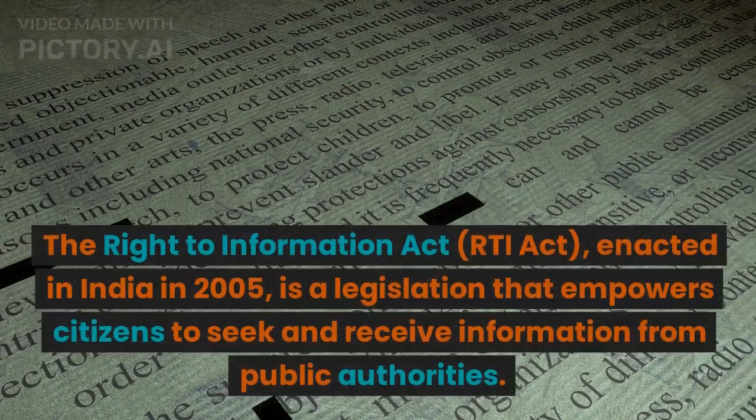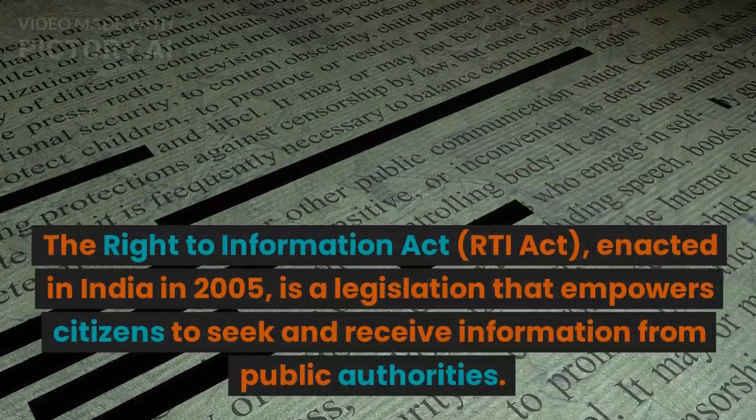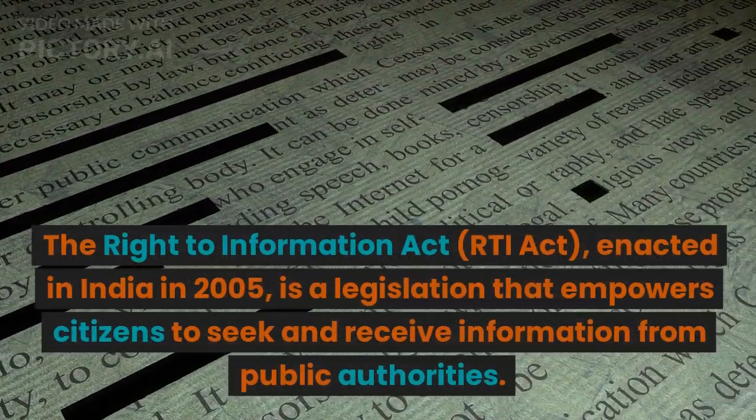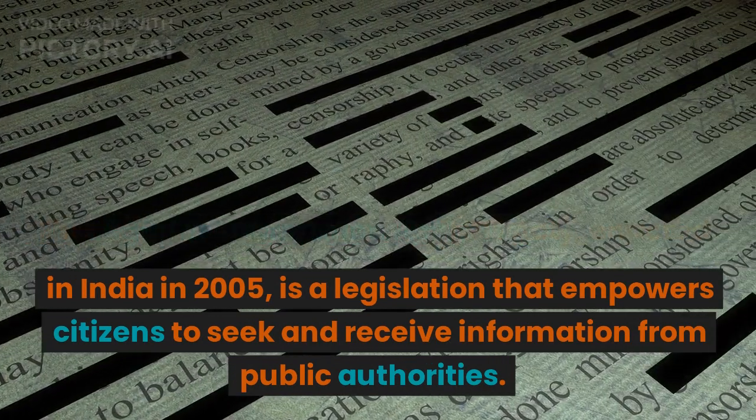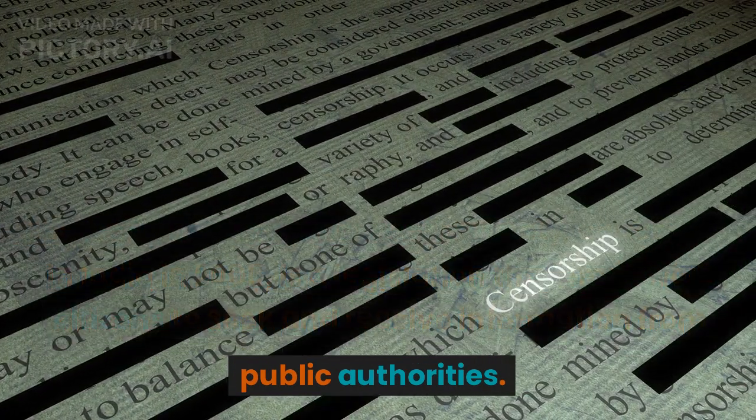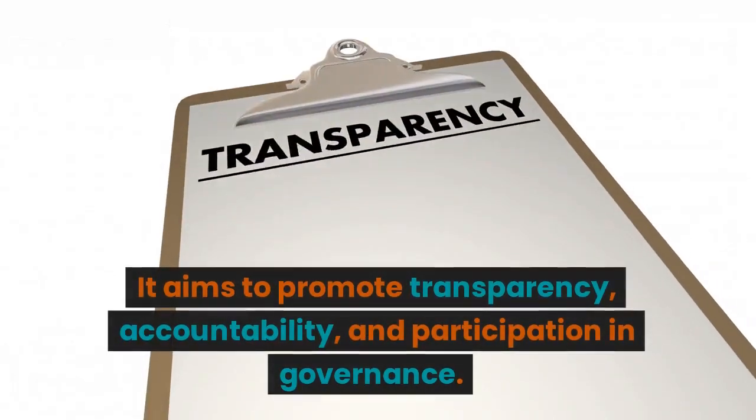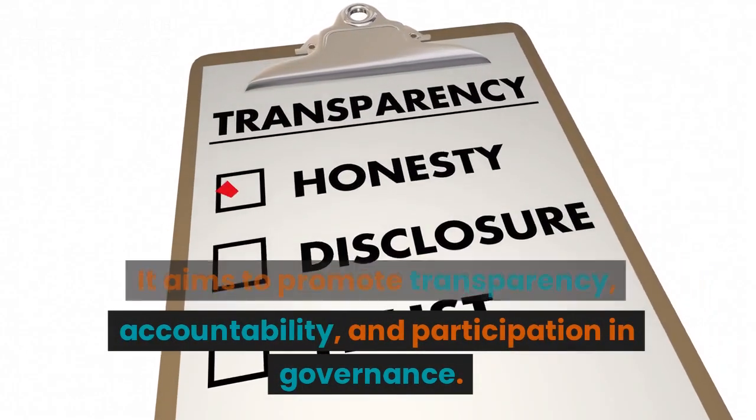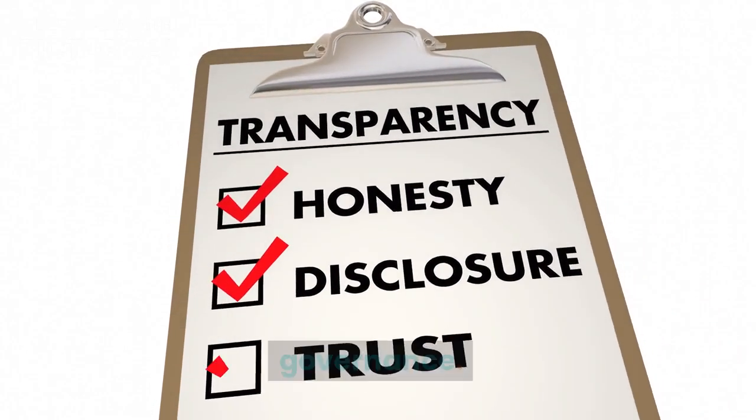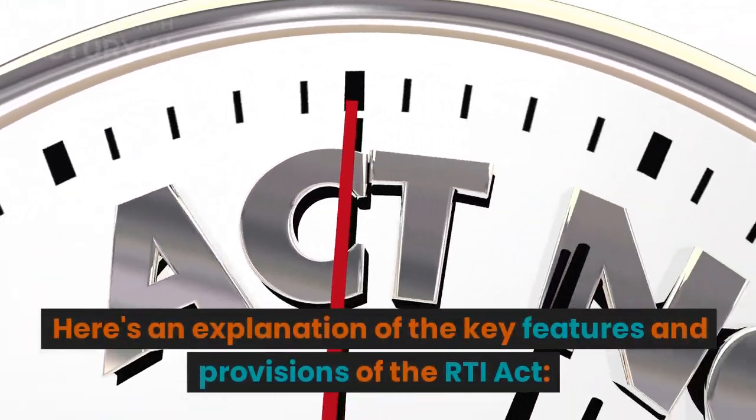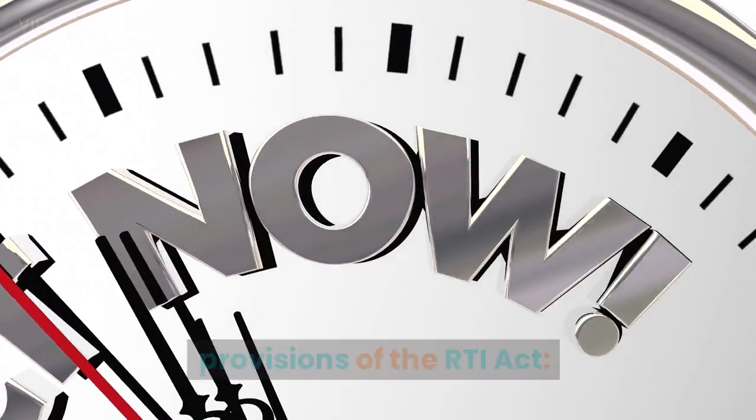The Right to Information Act (RTI Act), enacted in India in 2005, is a legislation that empowers citizens to seek and receive information from public authorities. It aims to promote transparency, accountability, and participation in governance. Here's an explanation of the key features and provisions of the RTI Act.